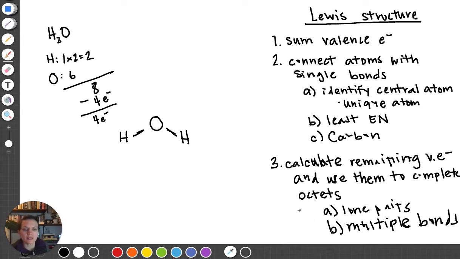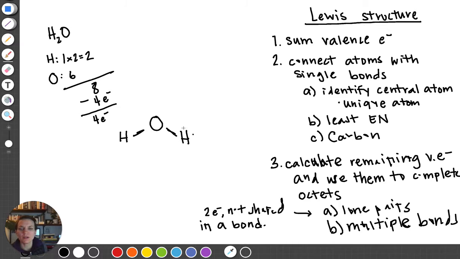So lone pairs are always going to be 2 electrons not shared in a bond. Right, so they're not forming a bond. And they're going to be used to complete our octets.